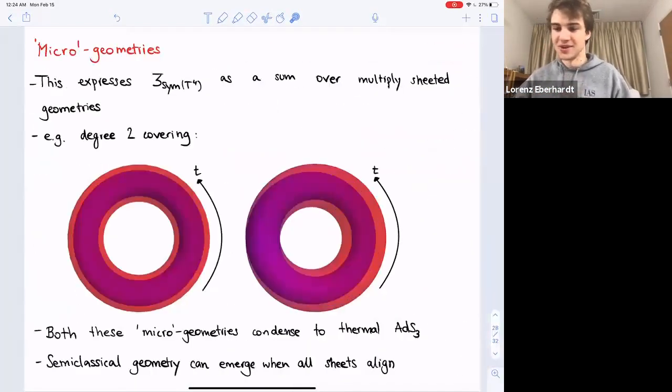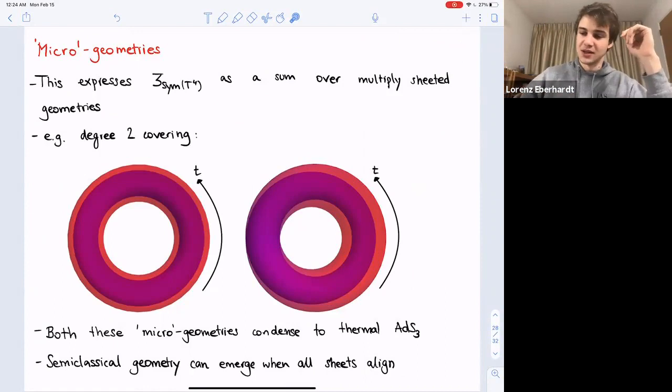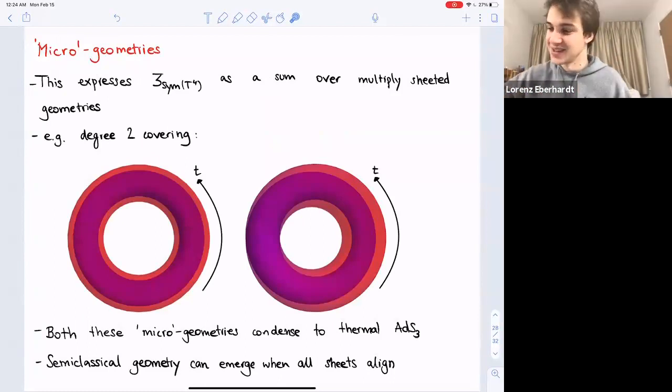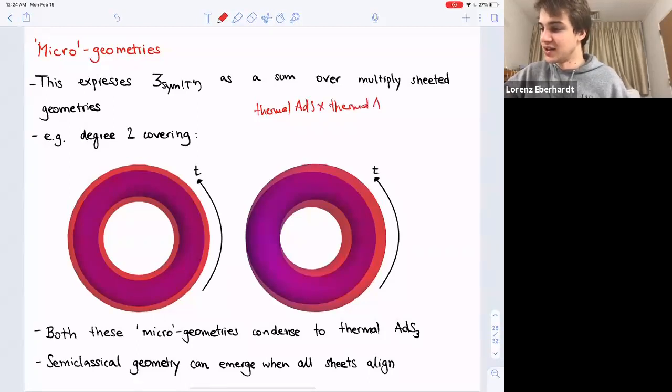So let me show you more explicitly what I mean. Here I have one example. For instance, if the boundary is a torus and you have a degree 2 covering of the torus, you still get a torus or a disconnected sum of tori, and now you should fill in that. So your bulk geometry is something like filling in 2 tori. So you get two donuts, one inside the other. So the geometry is like thermal AdS times thermal AdS, and then you identify the boundary.